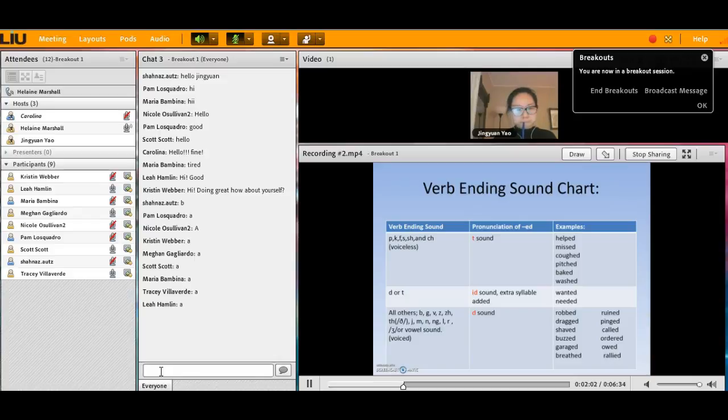If the verb ending sound is T or D, the pronunciation of ED is there's an extra syllable added here. So examples are wanted, needed. And then when the ending sound is a voiced consonant or vowel sound, the pronunciation of ED is D. So the examples here on the screen too. Lob, drag, shift.